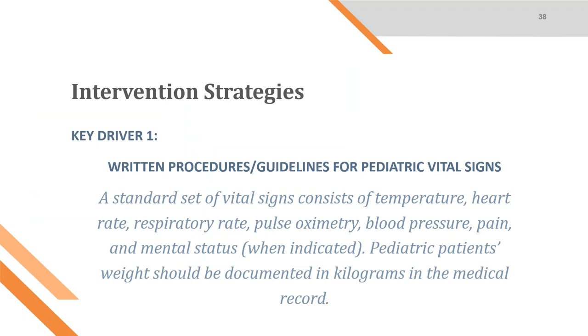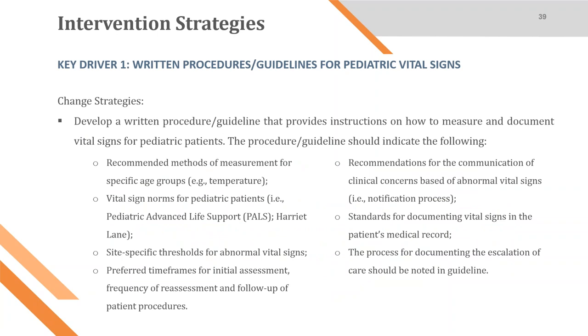So let's start with key driver one, the written procedure and guidelines for pediatric vital signs. A standard set of vital signs consists of temperature, heart rate, respiratory rate, pulse ox, blood pressure, pain, and mental status when indicated. Pediatric patients' weight should be documented in kilograms in the medical record. Based on that statement, these are the proposed strategies that we're encouraging sites to adopt. We're asking that you develop a written procedure guideline that provides instructions on how to measure and document vital signs for pediatric patients.